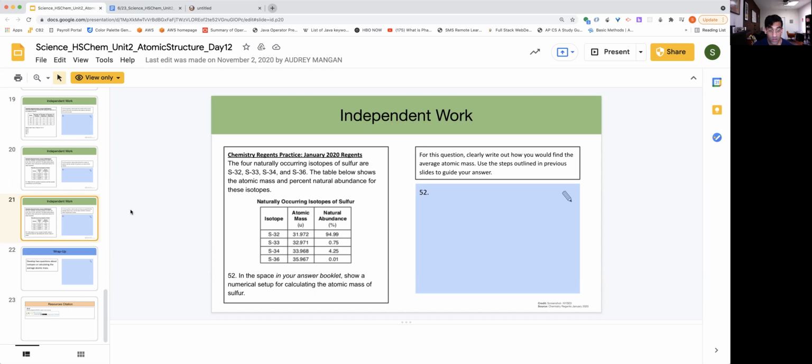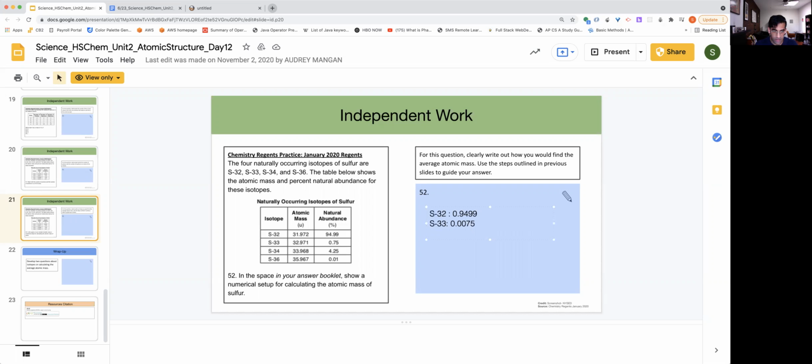The first thing that we want to do is convert each of those percentages into a decimal value. So I'm going to write it here in a little chart. We've got S32. And if I move the decimal place twice for its natural abundance, I change that from 94.99 to 0.9499. And now let's do that quickly with the other ones. S33 is 0.75%. I have to move the decimal point twice, even though it's a fraction of 1%. So when I move it twice, I get 0.0075. All right, that one's a little bit trickier.